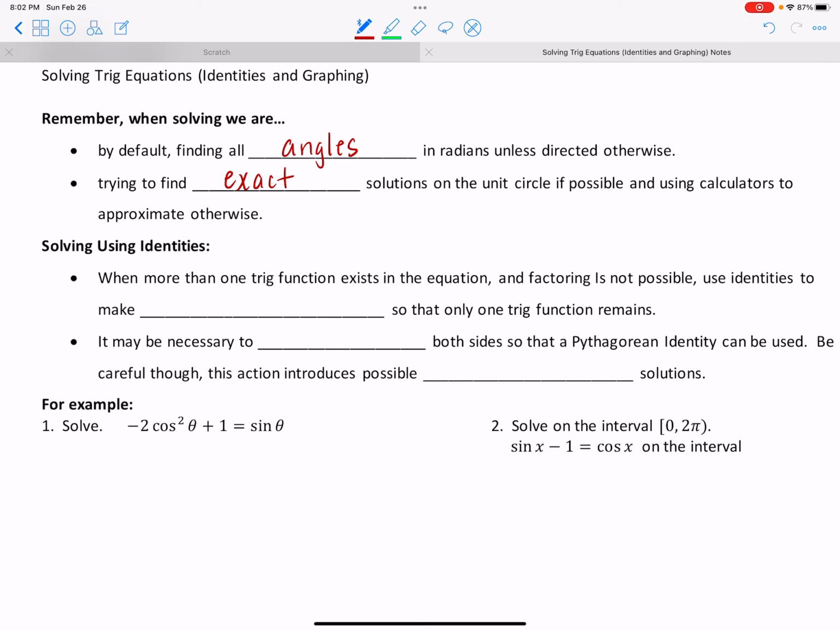Okay, so today we're going to look at solving using identities first. This is an approach that we may have to use when more than one trig function exists in your equation, which we actually saw in the previous topic, but factoring won't be possible. So if you have more than one trig function in your equation and factoring isn't an option, then you're going to try to use identities to make some substitutions. The goal would be to make substitutions using identities to get just one trig function in the equation.